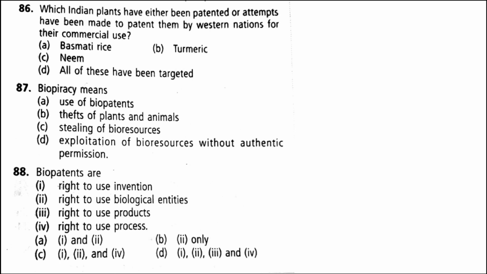Next, which Indian plants have either been patented or attempts have been made to patent them by Western nations for their commercial use? A. Basmati rice, B. Turmeric, C. Neem, D. All of these have been targeted. Here the answer will be option D.